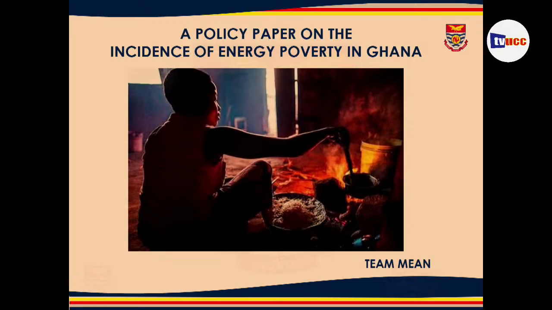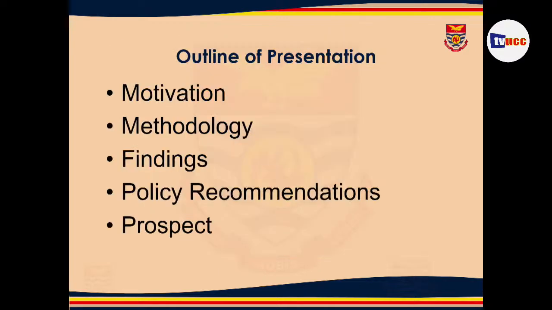Hello, good afternoon. We are Team Main, and our product is a policy paper on the incidence of energy poverty in Ghana. When you mention energy poverty in Ghana, someone asks what energy poverty is. Energy poverty is basically the lack of access to modern, affordable, available and clean energy services. Currently, Ghana has about 86% of its population having access to electricity for lighting. This is the outline of our presentation.